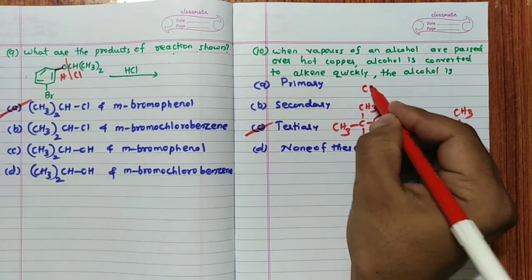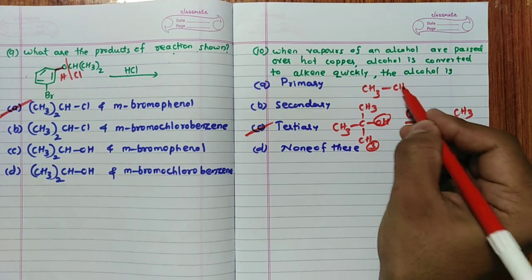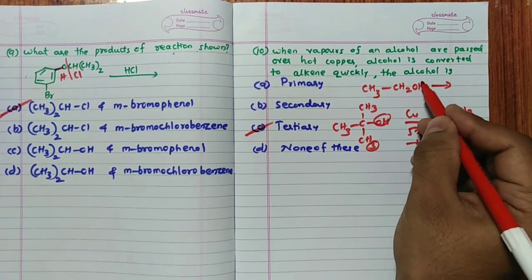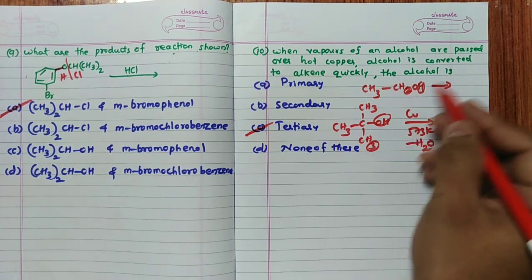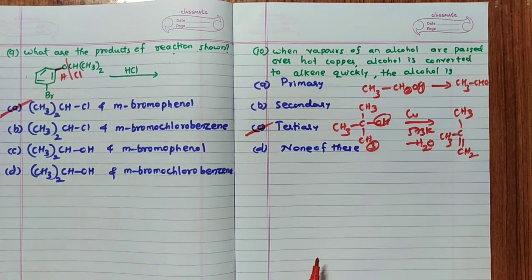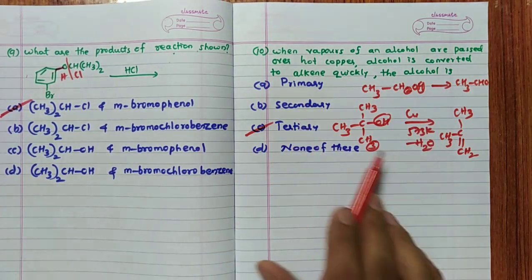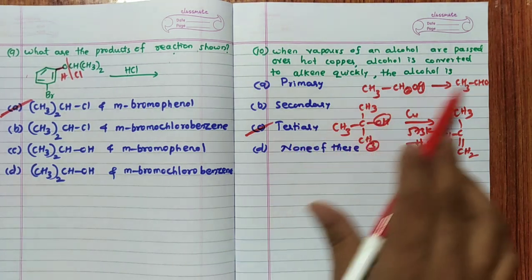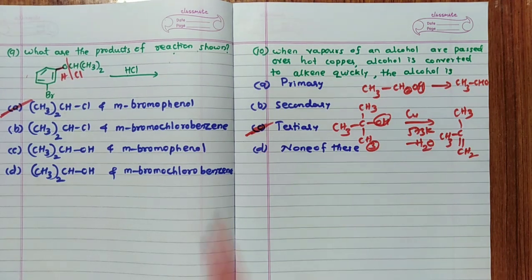But primary, for example CH3, CH2, OH, here H from here, H from here, so dehydrogenation takes place. So it will form CH3, CHO. Secondary alcohol is going to form a ketone. But tertiary, you are going to get alkene as a major product. So it will never undergo formation of aldehyde or ketone. So the answer for this question is C.